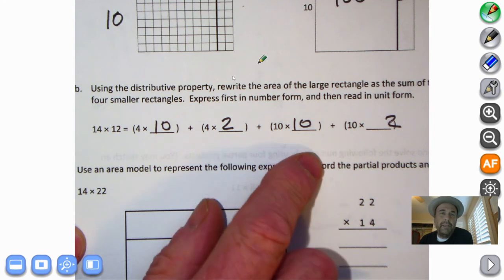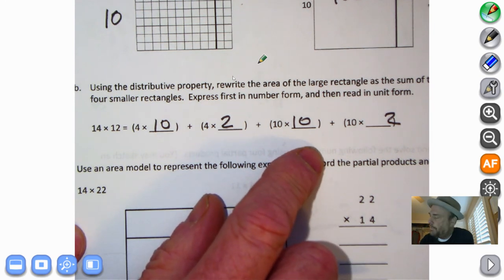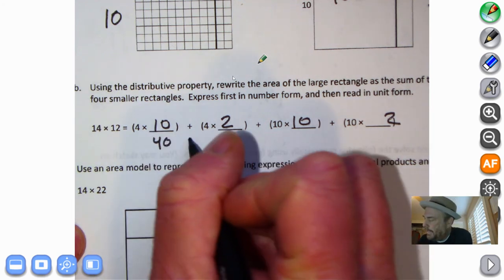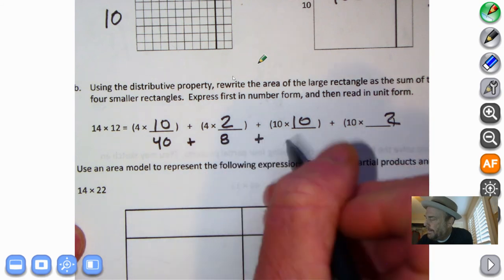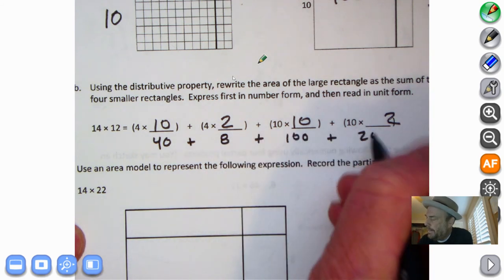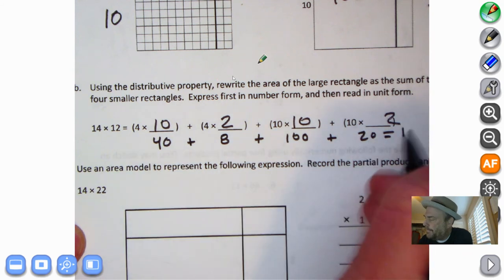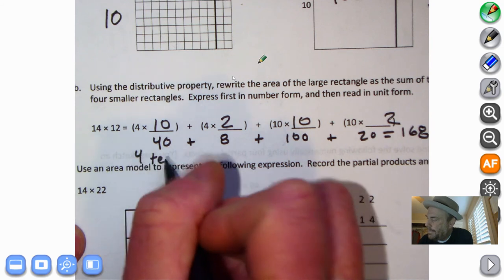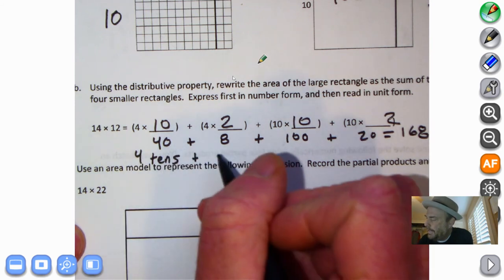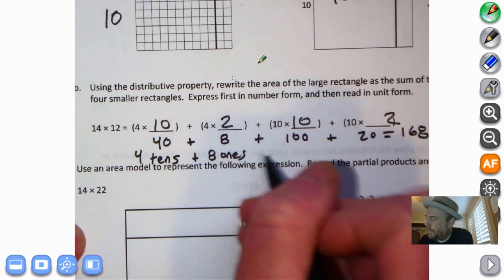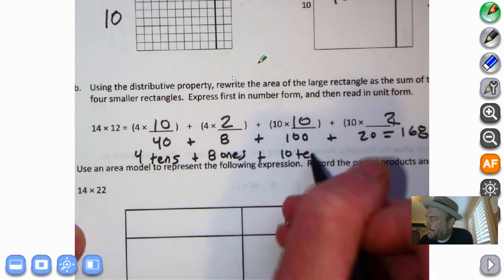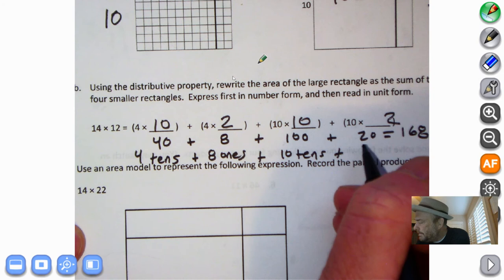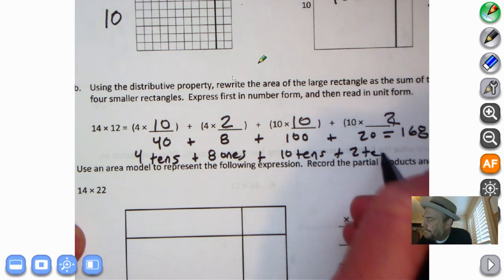Okay, and then read in unit form, express first in number form. So in number form, let's just go ahead and do the math. 40 plus 8 plus 100 plus 20. And we would get 168. So here we have 4 tens, right? And then over here plus 8 ones plus 10 tens plus 2 tens. And there we have it.